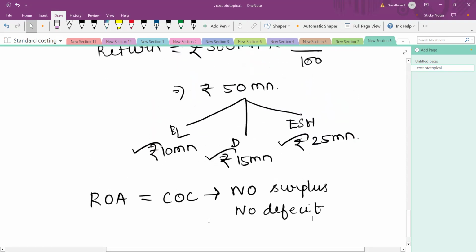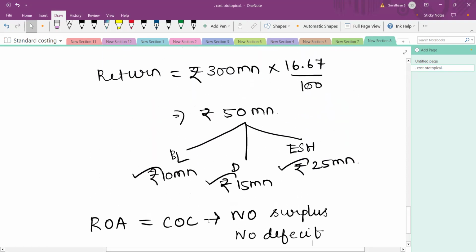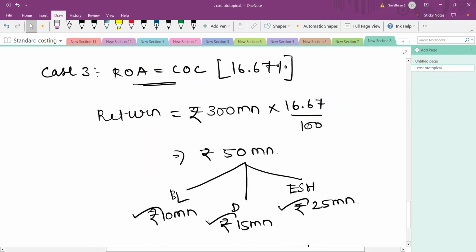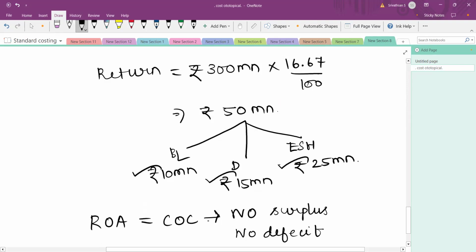So again, I'm repeating, cost of capital is nothing but the minimum rate of return that the company should generate to keep all the investors satisfied. So here you can see that case 3, where return on asset is exactly equal to the cost of capital, right? So what is the return on asset? 16.67%. What is the cost of capital of the company? Same 16.67%. So if the company is generating a return equal to its cost of capital, then the company will be able to meet the expectation of all the investors.